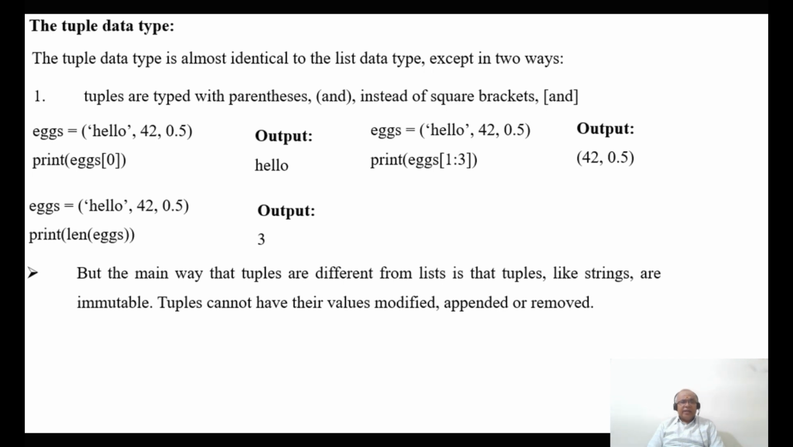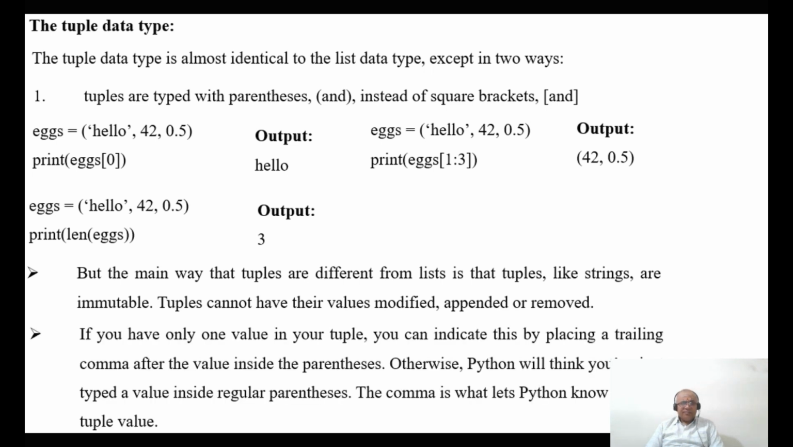Now, the main way tuples are different from lists is that tuples, like strings, are immutable. That means I cannot add or I cannot remove. Tuples cannot have their values modified or appended or removed. If you have only one value in your tuple, you can indicate this by placing a trailing comma after the value inside the parenthesis. Otherwise, Python will think you have just typed a value inside a regular parenthesis. The comma is what lets Python know this is a tuple value.